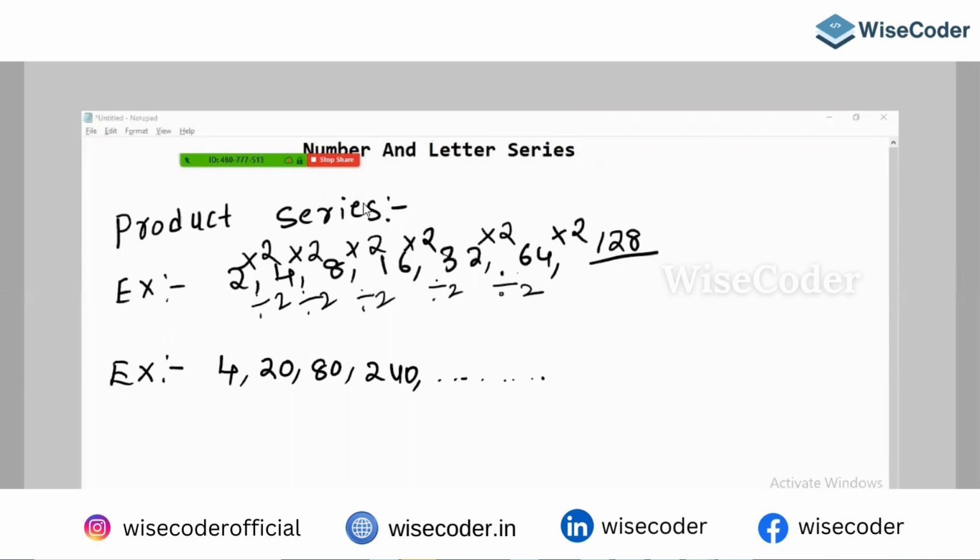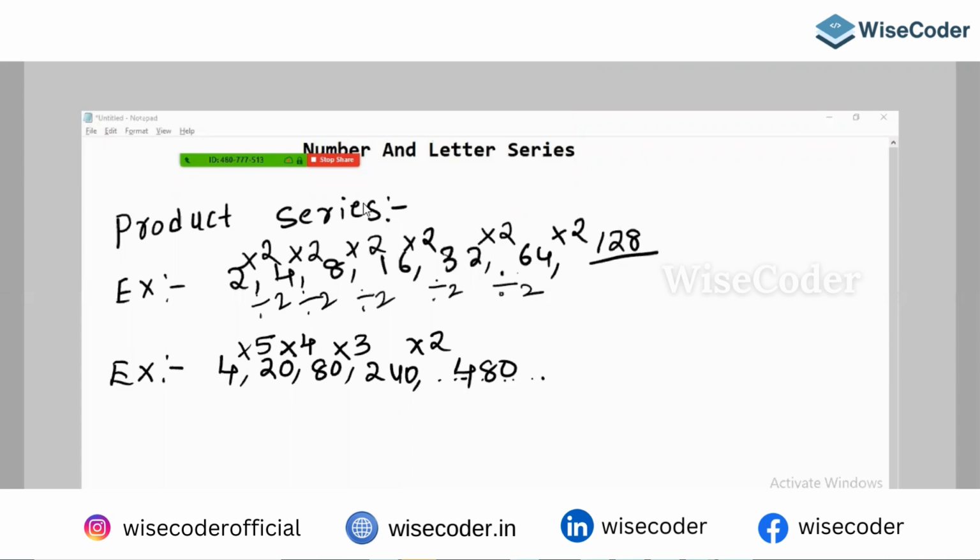You know, the numbers are increasing very rapidly. So 4 5s are 20. 20 4s are 80. 80 3s are 240. So next must be 240 into 2. So 24 into 2 is 48, and a 0. So the answer is 480.